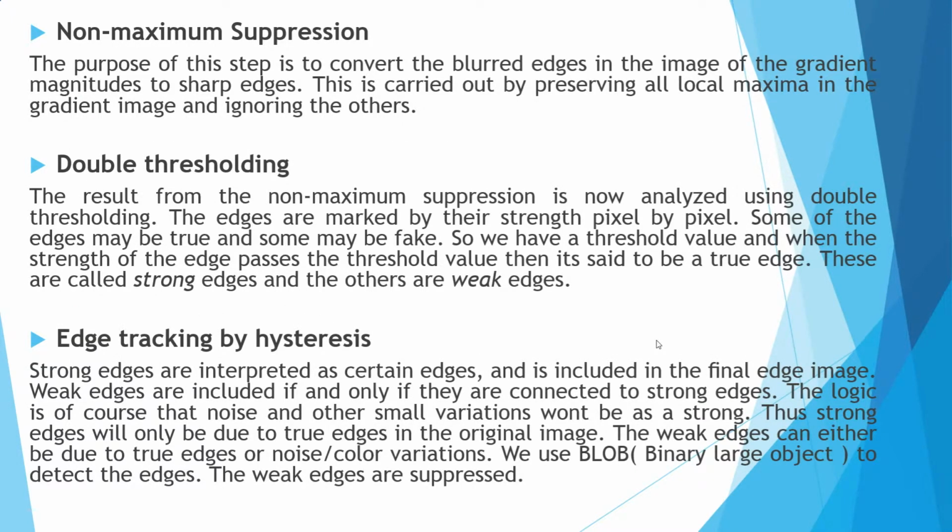The third one is the non-maximum suppression. The purpose of this step is to convert the blurred edges in the image of the gradient magnitude to sharp edges. This is carried out by preserving all local maxima in the gradient image and ignoring the others.